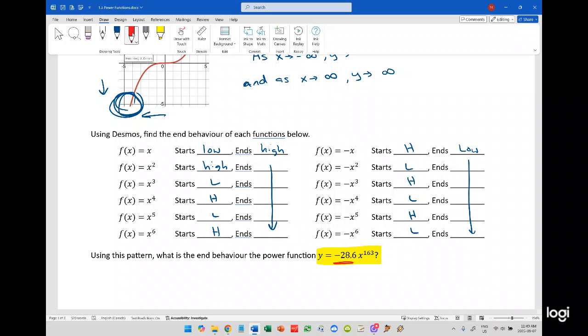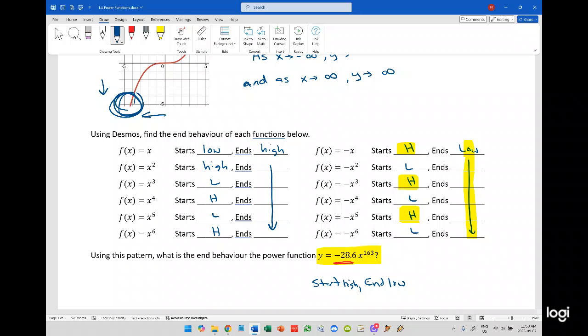I said both those wrong. The coefficient is negative. The coefficient is negative, which tells us we're going to end low, because we always end low when the coefficient is negative. And the fact that it's odd tells us that we start high. So start high and end low. And it's going to look basically not that much different than a negative cubic function, but it's going to be a lot flatter at the middle part and a lot steeper after that.